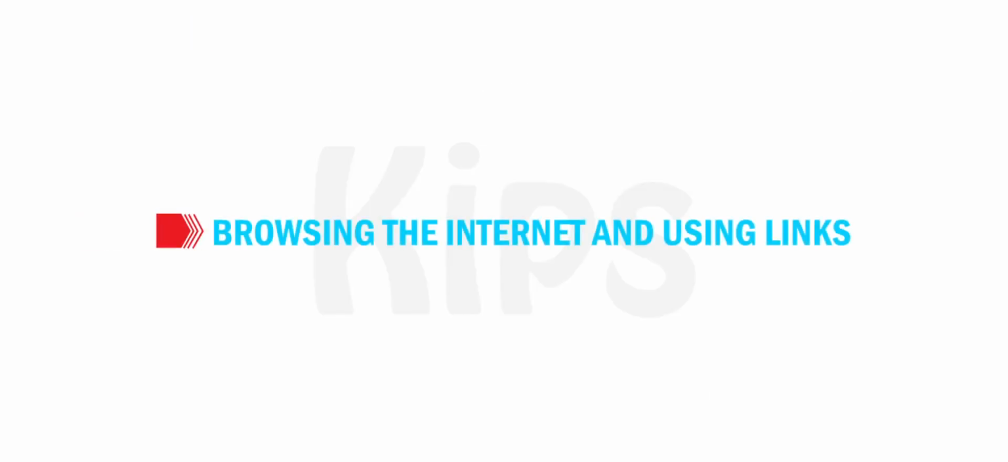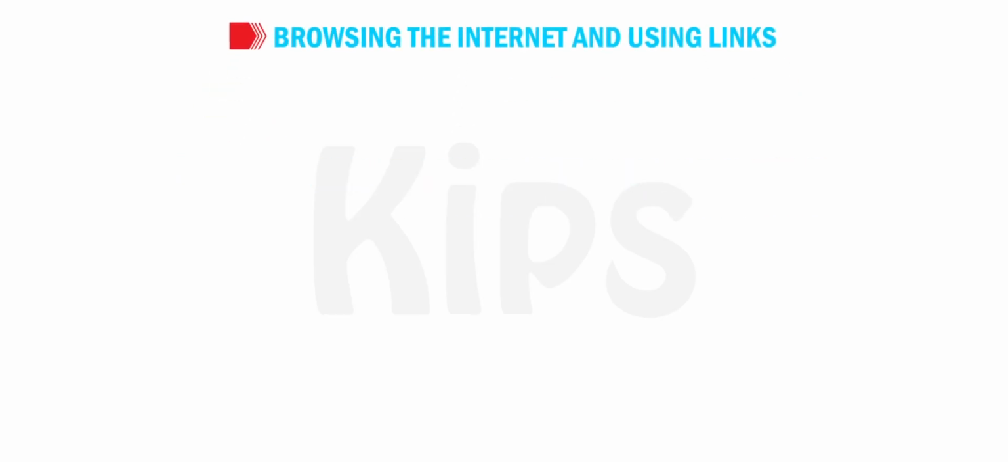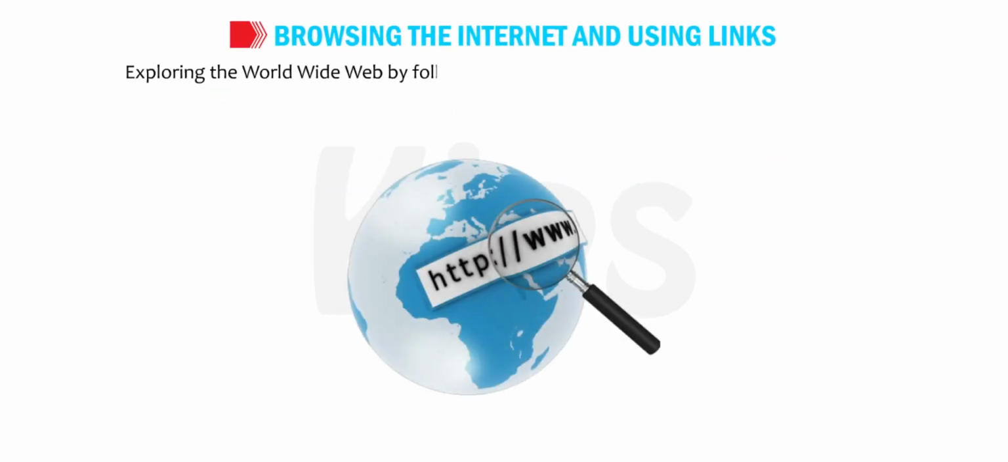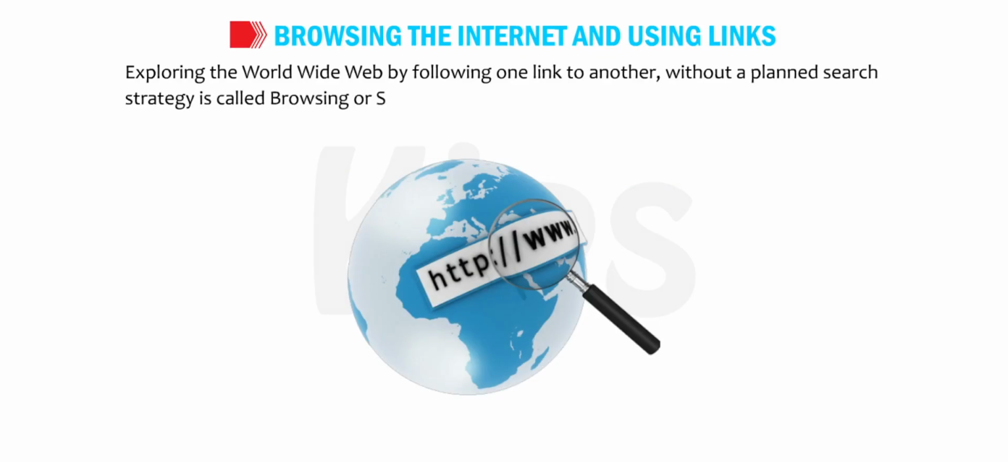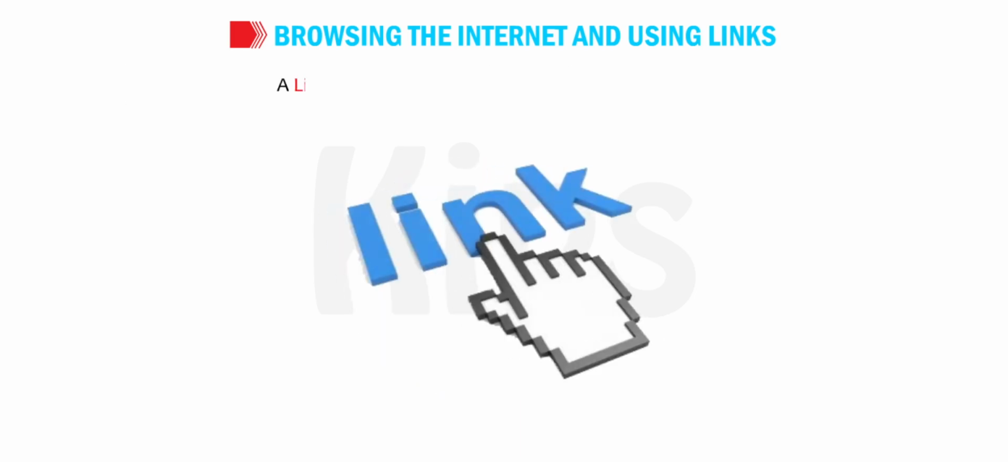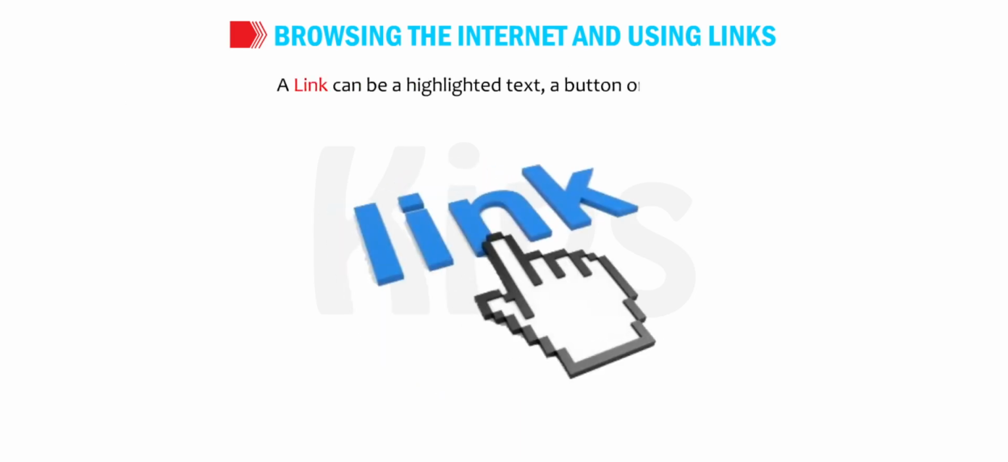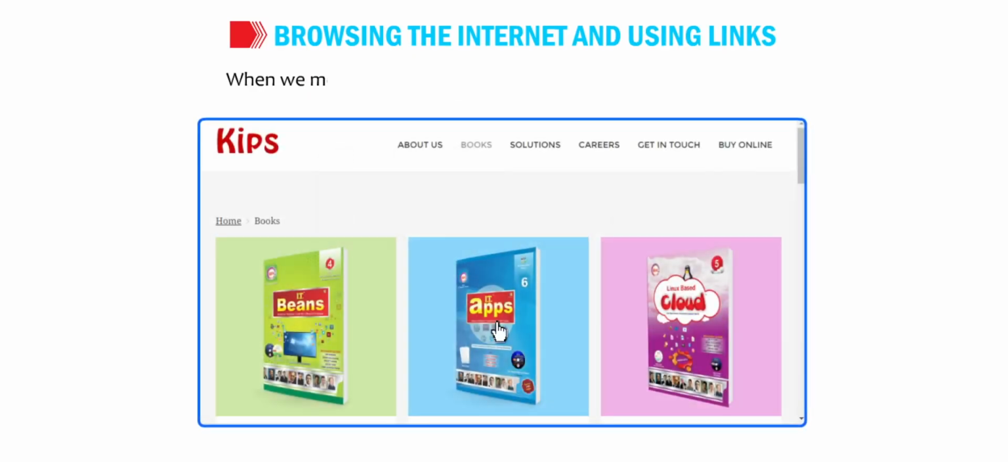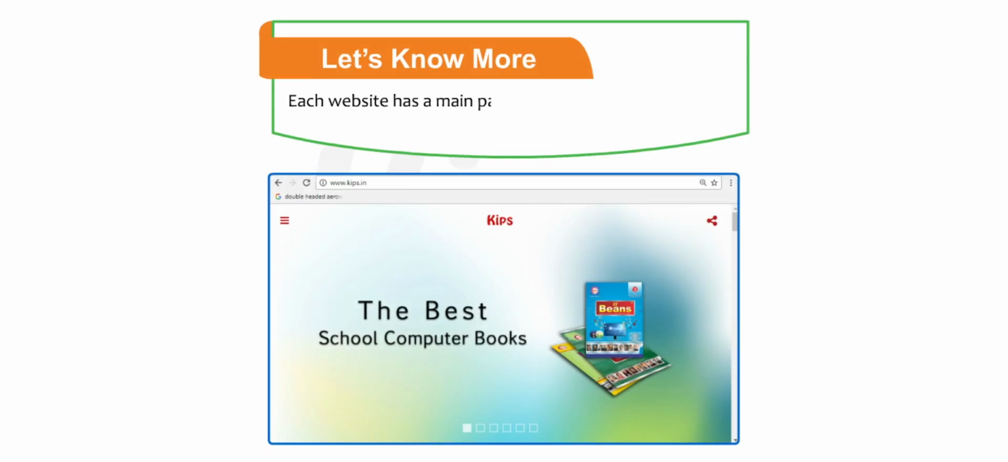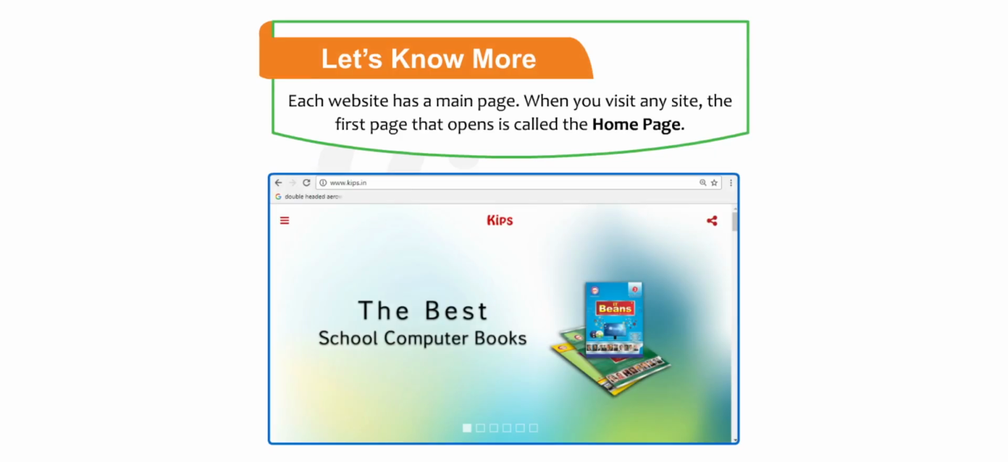Now let us learn how to browse the internet and use links. Exploring the World Wide Web by following one link to another without a planned search strategy is called browsing or surfing the internet. A link can be a highlighted text, a button, or an image. When we move the cursor over a link, the cursor changes to a hand. Clicking the link takes us to a web page in the website or to a different website. Students know that each website has a main page. When you visit any site, the first page that opens is called the home page.